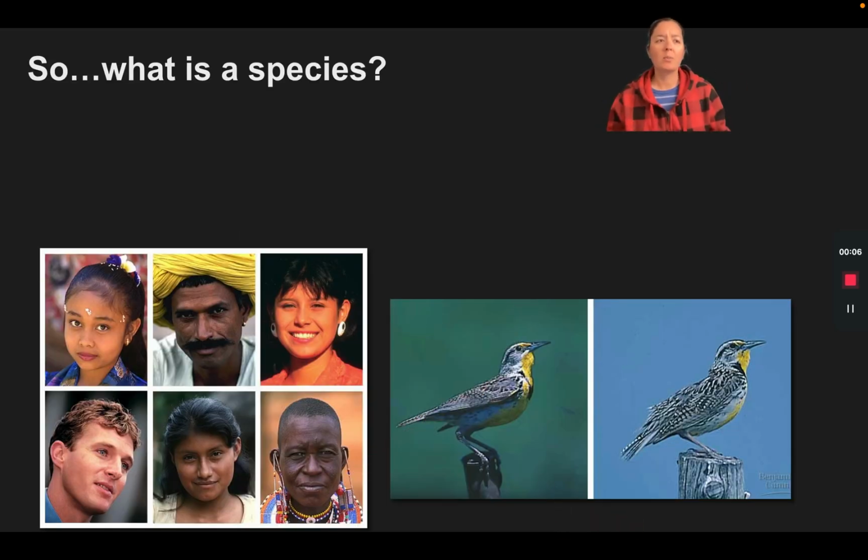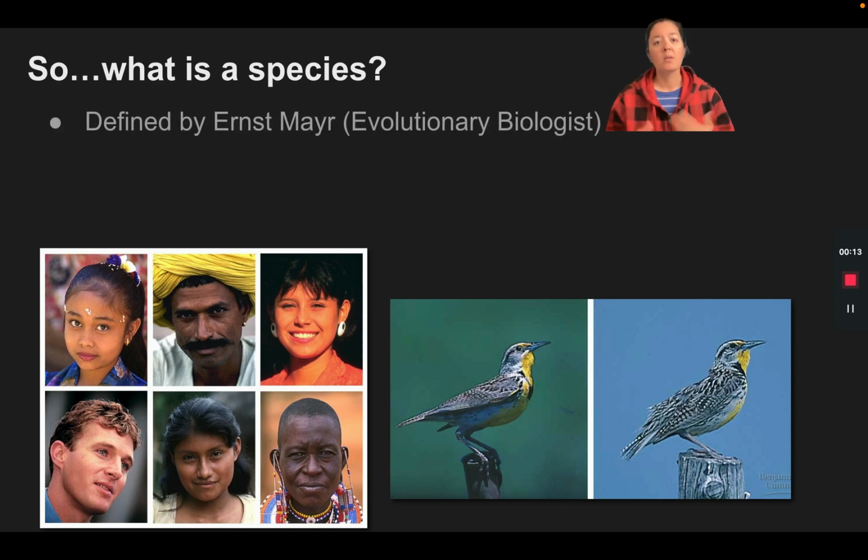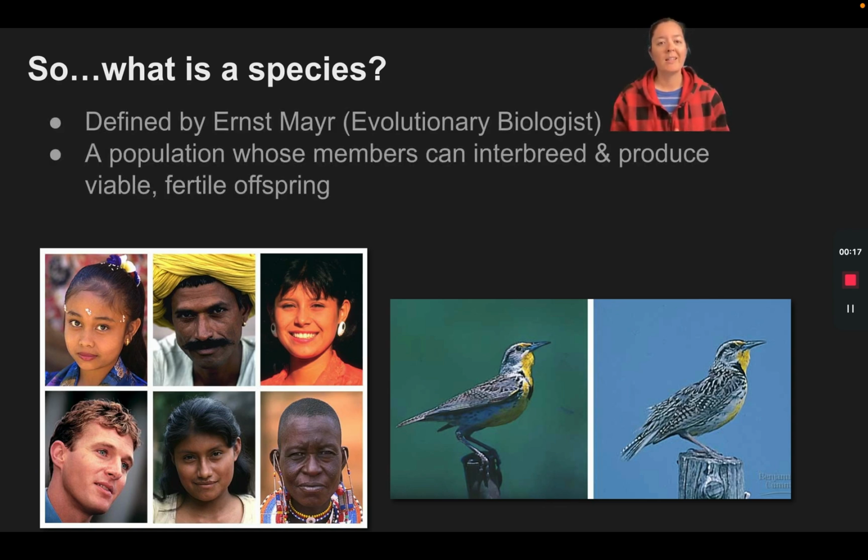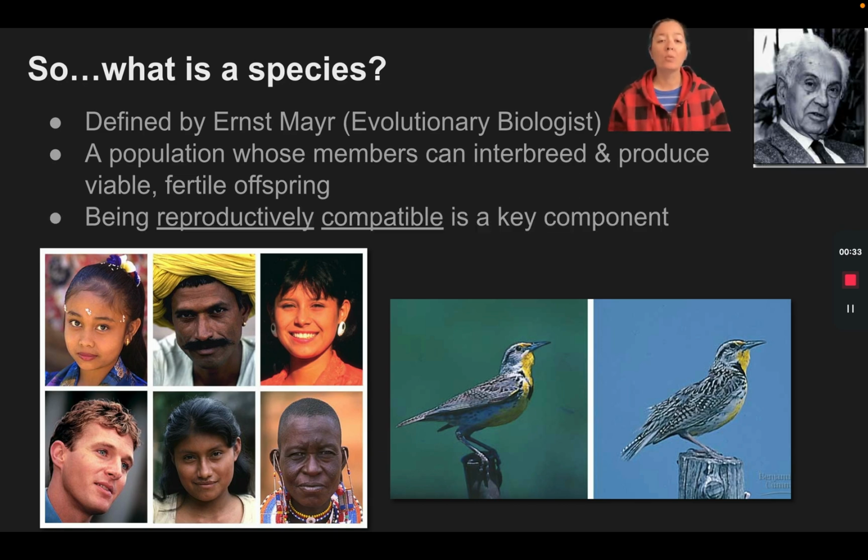So before we talk about how different species happen, we need to identify and define what a species is. A species was defined by Ernst Mayr, who was an evolutionary biologist, and he said a species is a population whose members can interbreed, so they can breed with each other, and they have to produce viable, fertile offspring. So their babies must be strong enough to survive and make babies of their own. Being reproductively compatible is a key component.